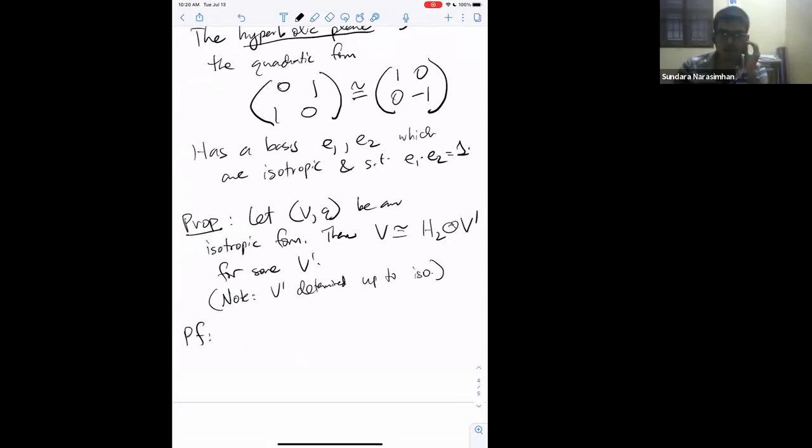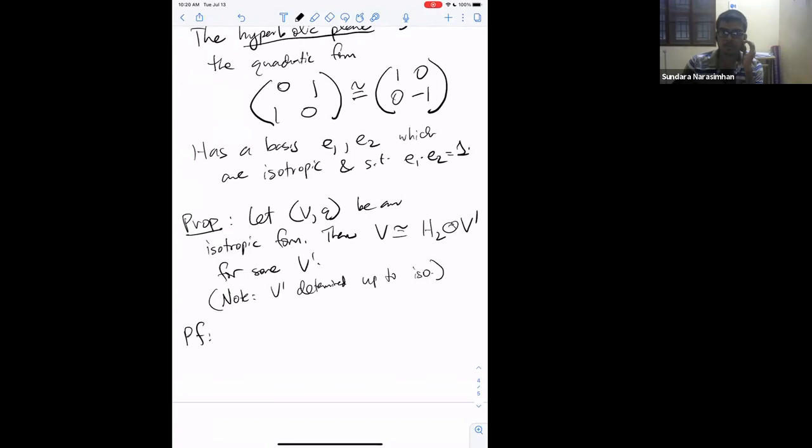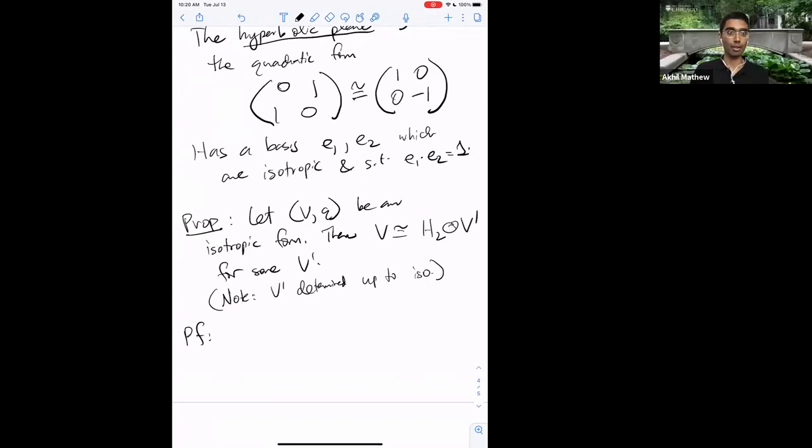Professor Akhil, whenever we talk of a quadratic form, we assume it to be non-degenerate, right? Yes, thank you. So when I say quadratic forms, I'm only going to consider non-degenerate quadratic forms. And also, the field is characteristic not two.